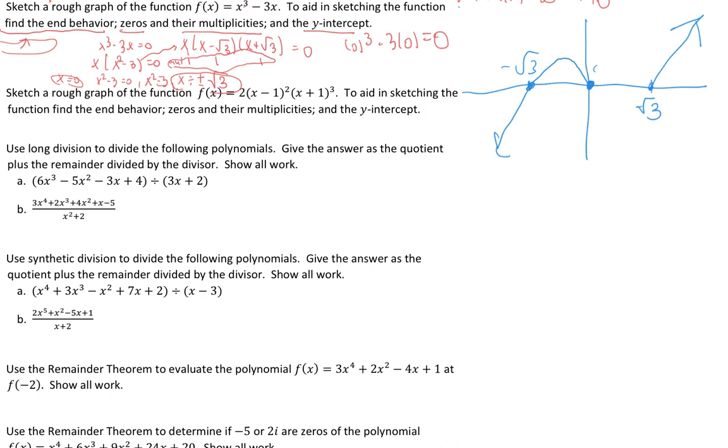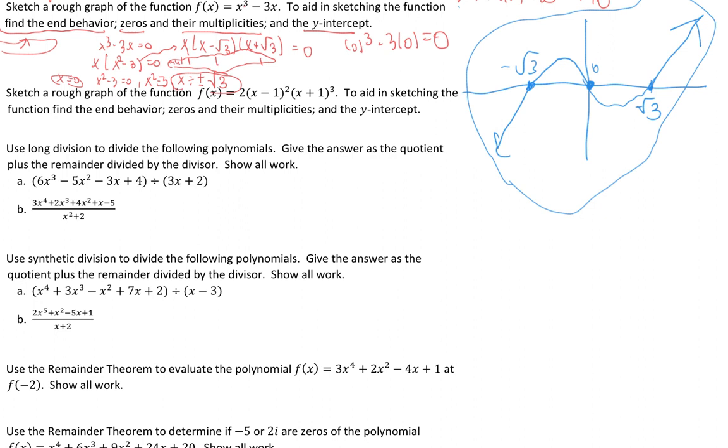This also has an odd multiplicity. I'm just going to cross. I don't have to worry about how big these peaks are; we're just doing a rough sketch. So the idea is we've marked our zeros. We marked technically our y-intercept too. It happened to be the same as one of our zeros. And we use our end behavior, and we use our multiplicity to determine if it bounces or doesn't. So now we are done. There we go. That's our sketch of the graph.